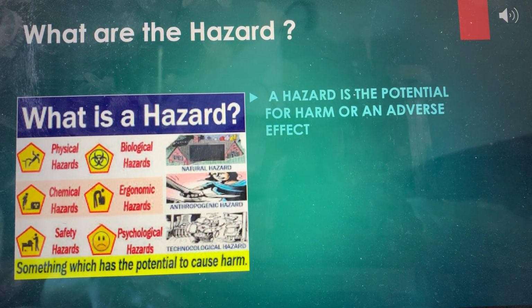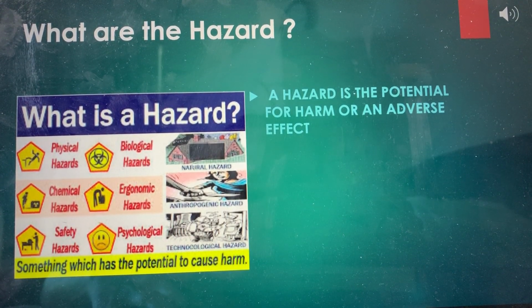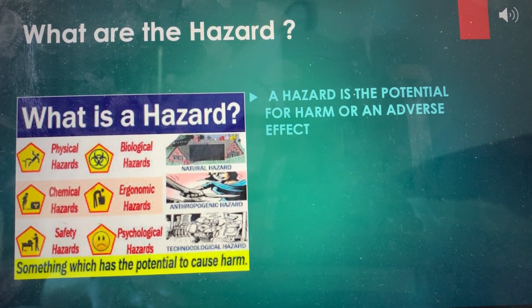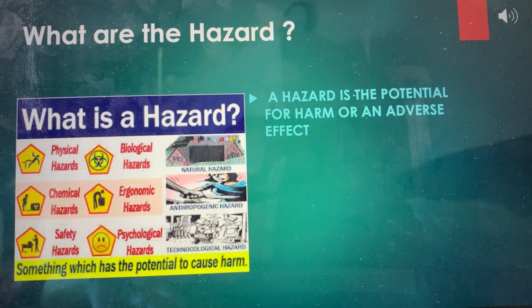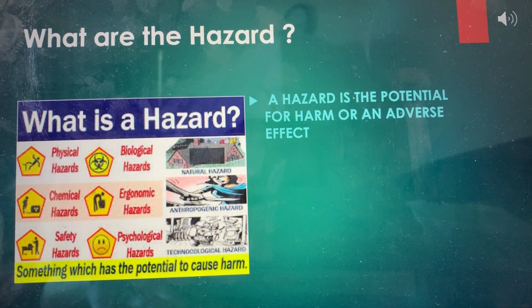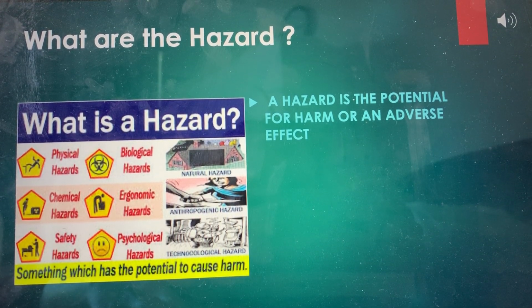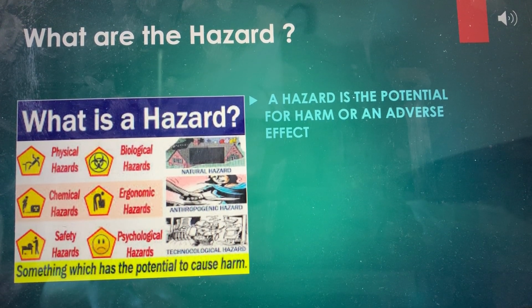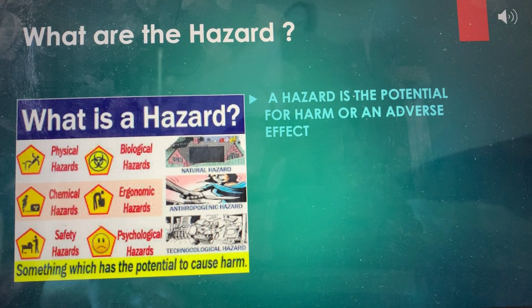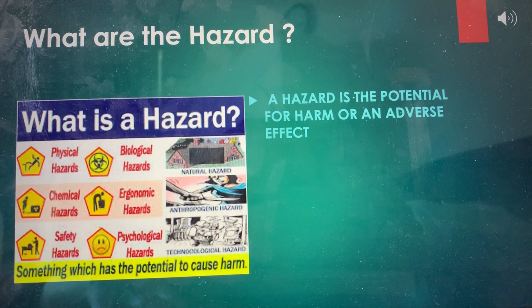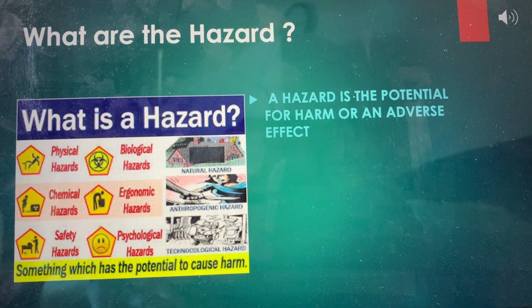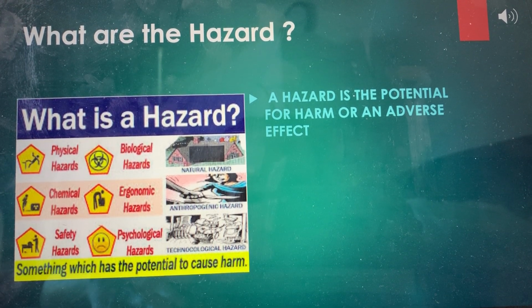Everyone knows about hazards, right? Basically, a hazard is a potential for harm or an adverse effect. For example, to people as health effects, to organizations as property or equipment losses, or to the environment. Sometimes the resulting harm is referred to as the hazard instead of the actual source of the hazard.